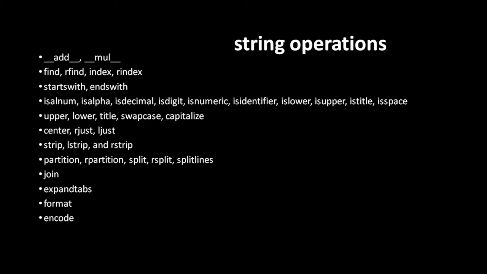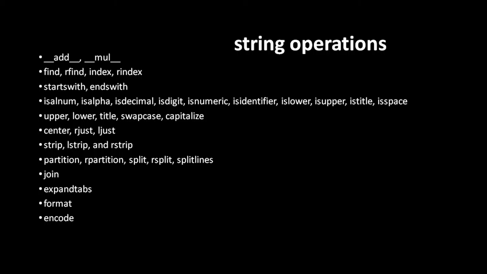The methods isAlNum, isAlpha, isDecimal, isDigit, isNumeric, isIdentifier, isLower, isUpper, isTitle, isSpace, these are all simple Boolean tests that determine whether or not the string conforms to some criteria. For example, the isAlpha method returns true only if all the characters of the string are characters of the alphabet. Otherwise, if there's a space or a number or some other symbol, then it will return false. For another example, the isLower method will return true only if the string contains at least one letter character, and only if those letter characters are all lowercase. Otherwise, it will return false.